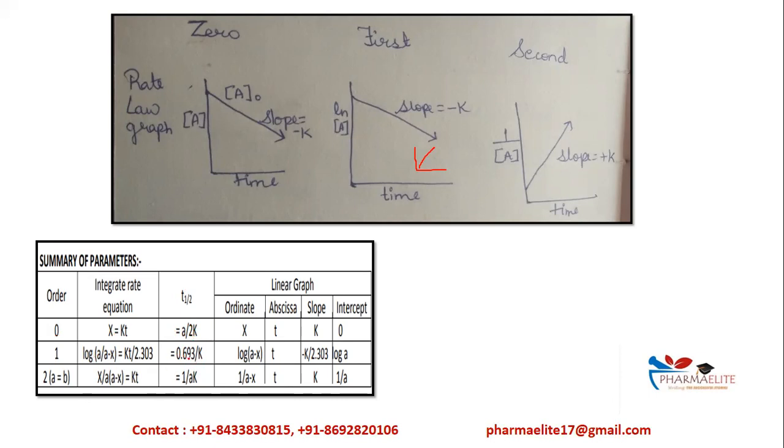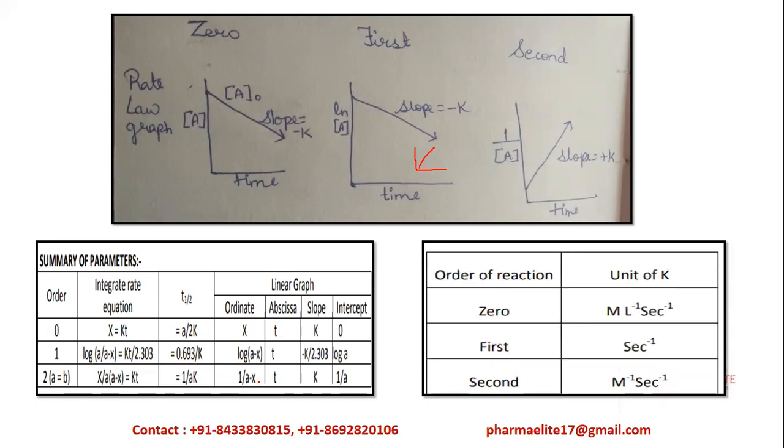For first order, it is 0.693 by k. And for second order, it is 1 upon a into k. We'll look further in detail about half-life. First, let us look at units for an order of reactions.